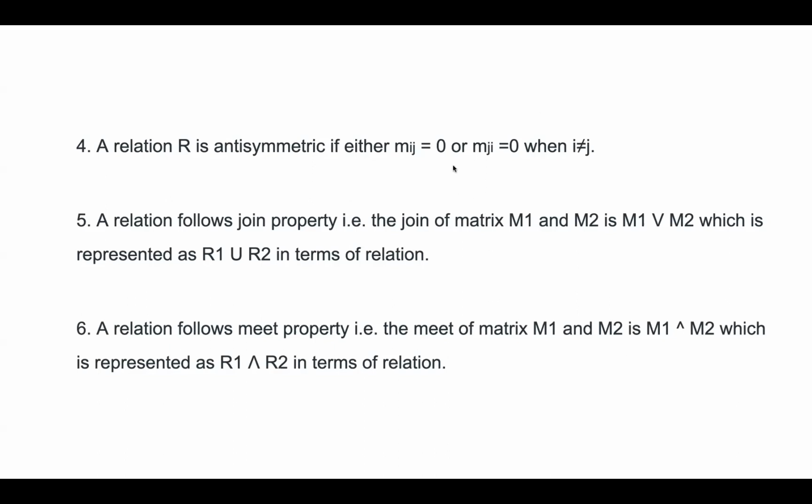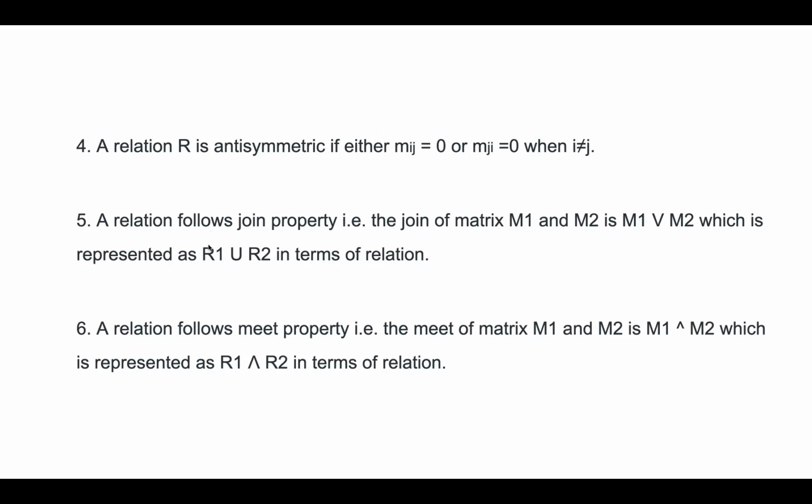Mij is equal to 0. Suppose M12 is equal to 0 and M21 is equal to 0 also. Then only that relation will be known as antisymmetric relation. Okay.